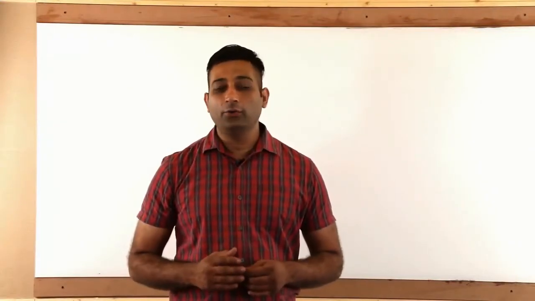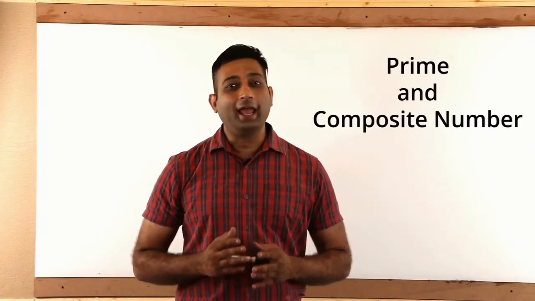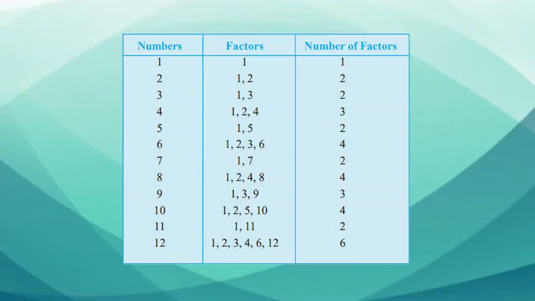Dear students, now let us discuss about prime and composite numbers. Let us consider few numbers. For example, 1, 2, 3, 4, 5, 6, 7, 8, 9, 10, 11 and 12, and observe the number of factors of these numbers arranged in this table.